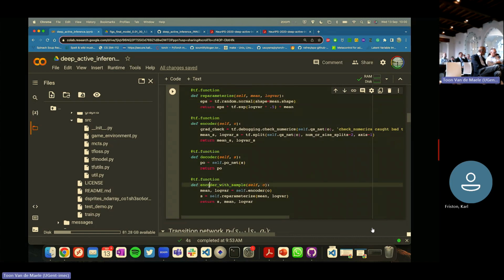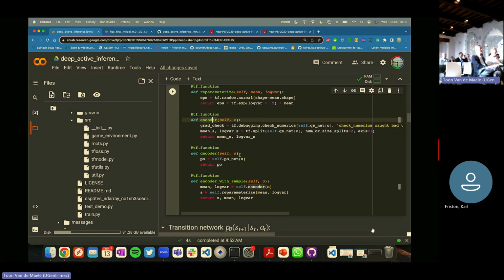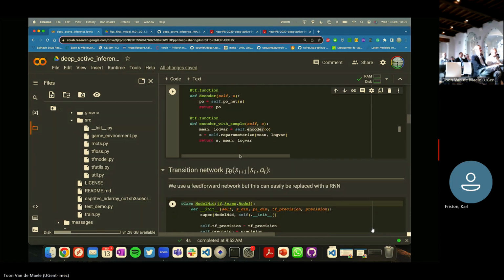So this would be the encoder with a sample, which is the standard variational autoencoder. There are two functions: the encoder with a sample is the standard formulation, and the encoder is where we're assuming some sort of direct delta function over the density, and not actually using the reparameterization trick to sample. Okay. Any other questions? Okay.